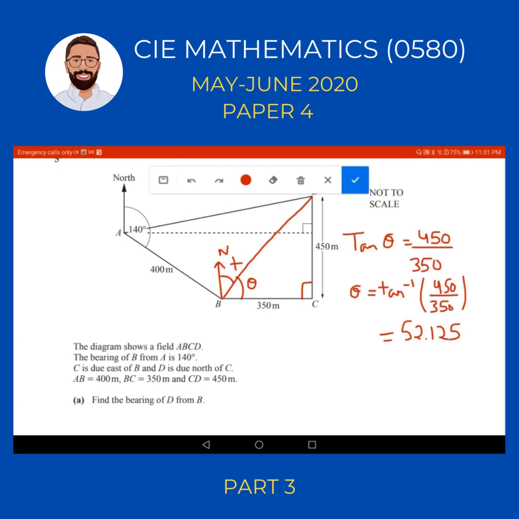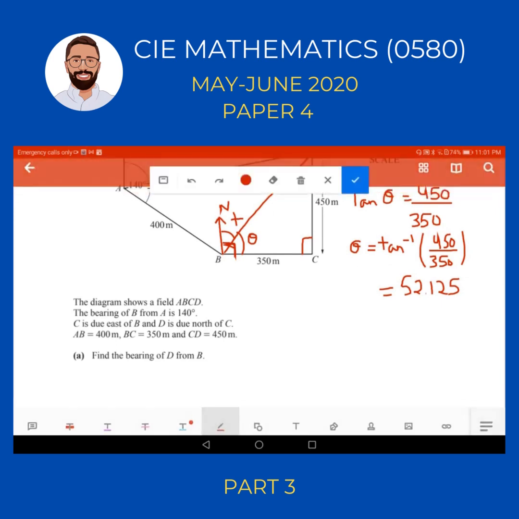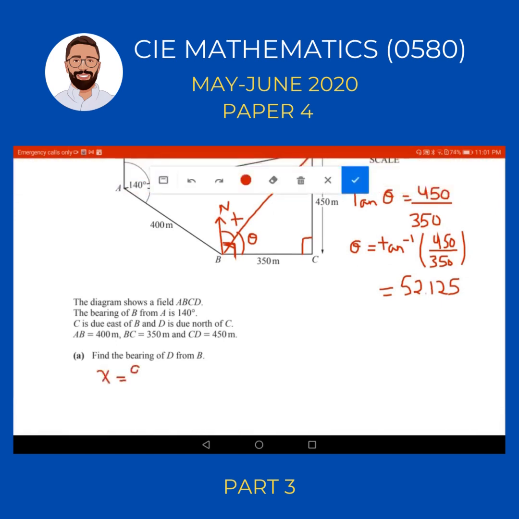Now to find the bearing, since the north sign makes an angle of 90 degrees with the line BC, this angle here is 90. To find X, X is 90 minus theta, which is 52.125. So X, which is the bearing, is 90 minus 52.125, and the answer is 37.875, which is equal to 37.9 degrees. So that's the bearing.